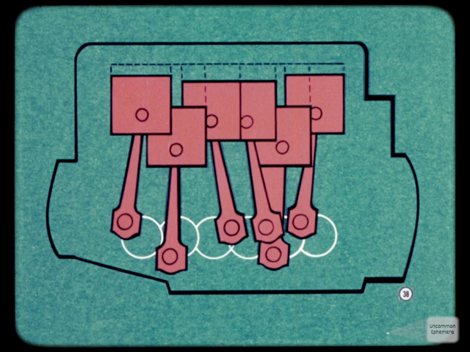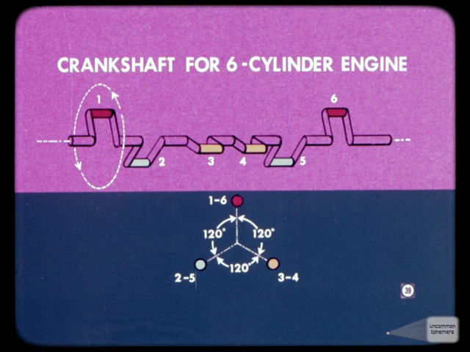For example, in a typical 4-stroke cycle engine having 6 cylinders, the cranks on the crankshaft are set 120 degrees apart. The cranks for cylinders 1 and 6, 2 and 5, 3 and 4 are in line with each other. When 6 is in firing position, 1 is at the exhaust position, and vice versa.